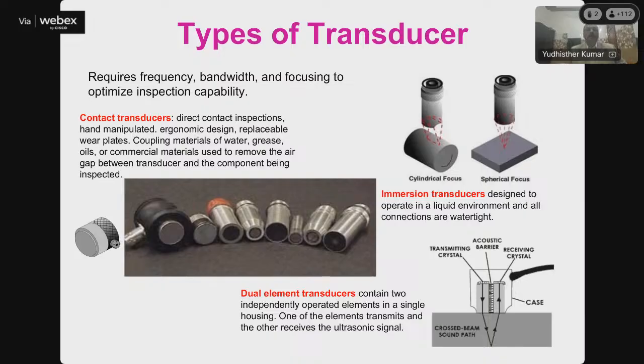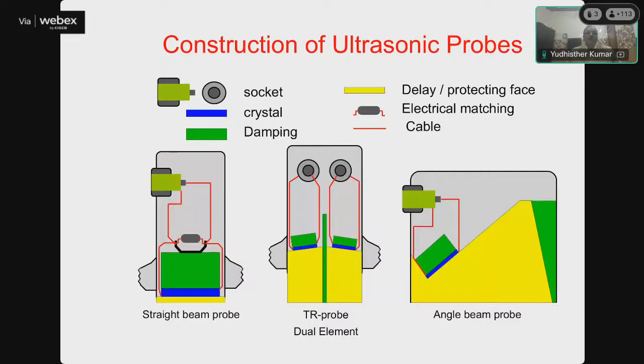Here is the construction of a probe, how a transducer is constructed. This is a straight beam or contact beam transducer for transmission of longitudinal waves. This is the element, crystal, socket arrangement, and this is the faceplate. A backing, or damping, is required so that it doesn't interfere with the received signal back to the crystals. Similarly, the dual transducer, TR probe, has two different elements, and it also has a delay block in front of the crystal.